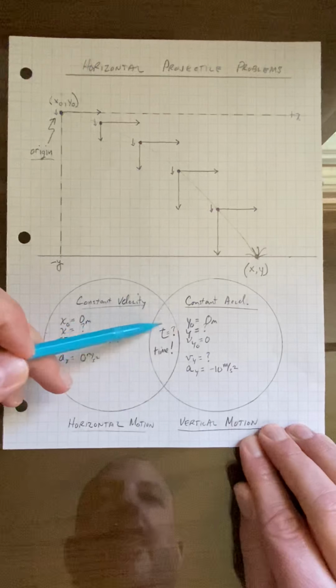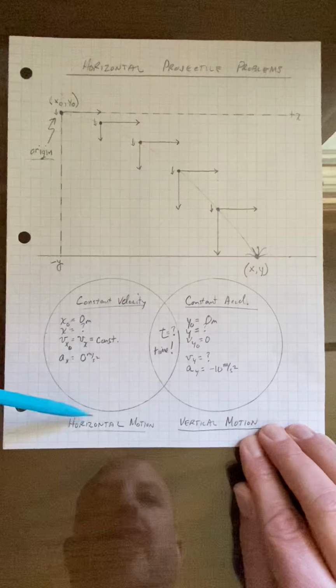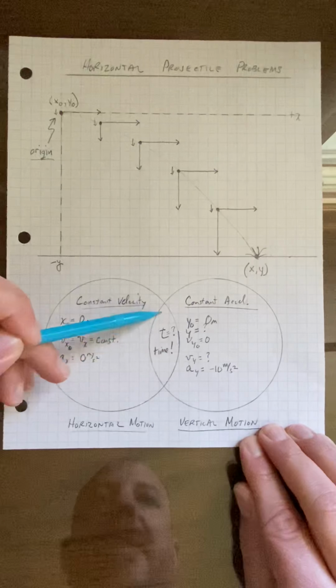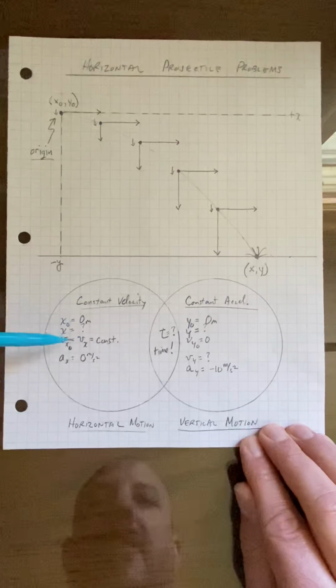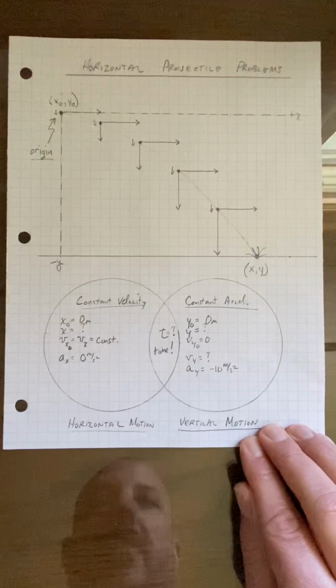The only common thing between the horizontal motion and the vertical motion is the time that it takes. That's the only common thing that the horizontal motion has with the vertical motion.